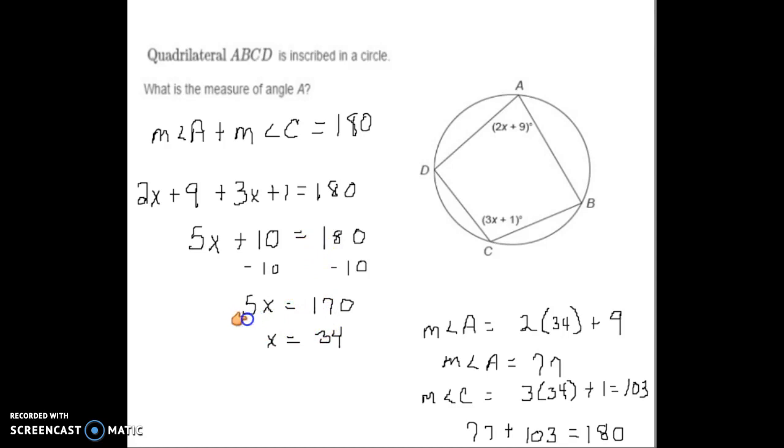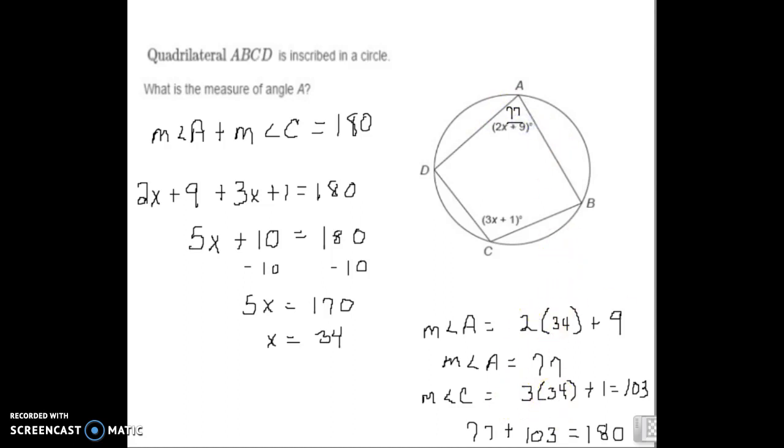Divide both sides by 5. X is equal to 34. Now, that's not what they asked for. They asked for the measure of angle A. So now we're going to have to substitute 34 in for x right here to get our measure of angle A. So 2 times 34 plus 9 is going to give you 77. So this angle becomes 77. That's what they asked for.